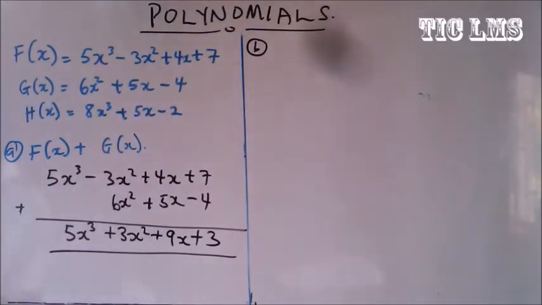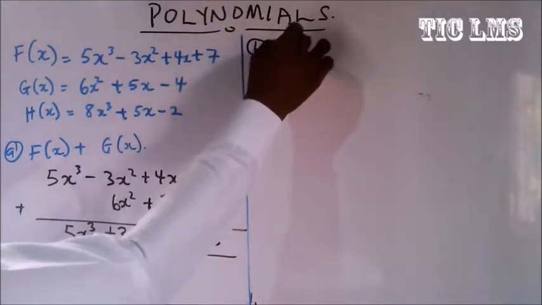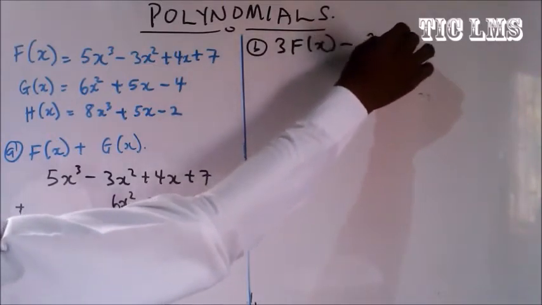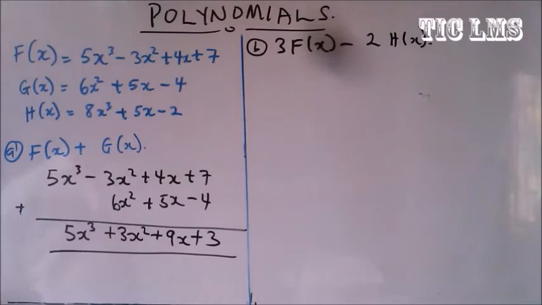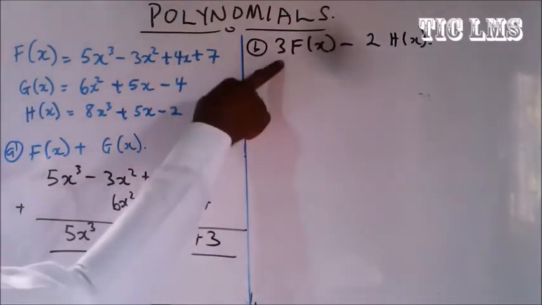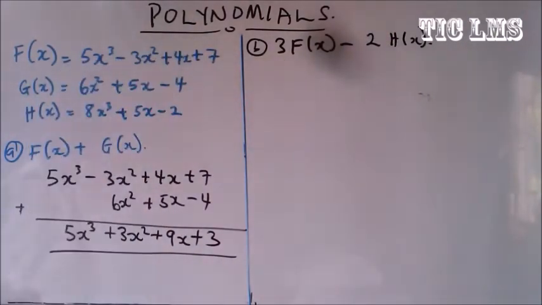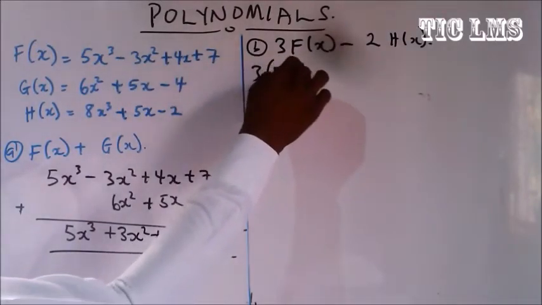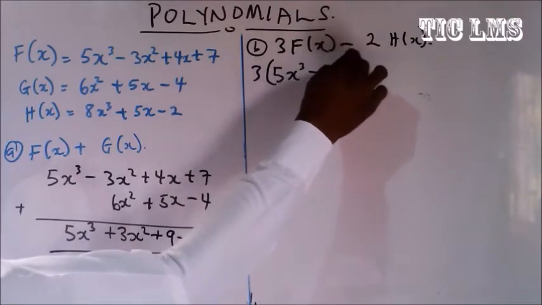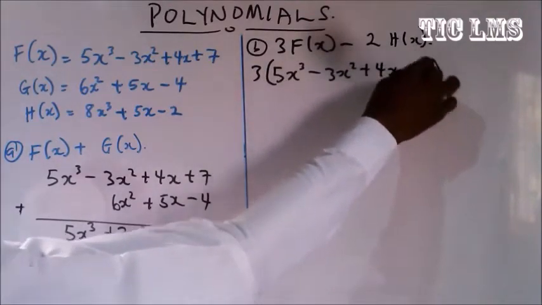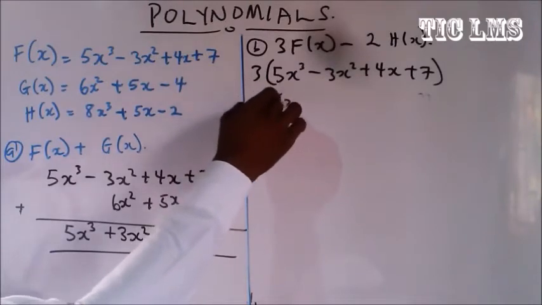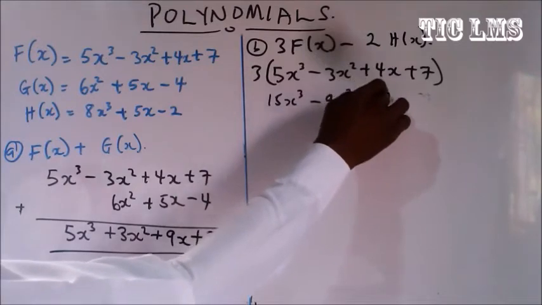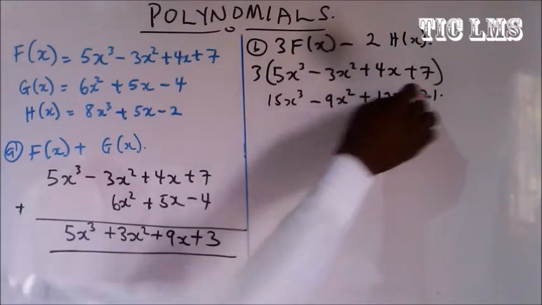B, we have to find 3f(x) minus 2h(x). In order to solve this, first, we need to find 3 multiplied by this f(x). So we have 3 into brackets f(x), which is 5x to the power of 3 minus 3x squared plus 4x plus 7. 3 times 5 is 15, x raised by 3, minus 9x squared plus 12x plus 21.